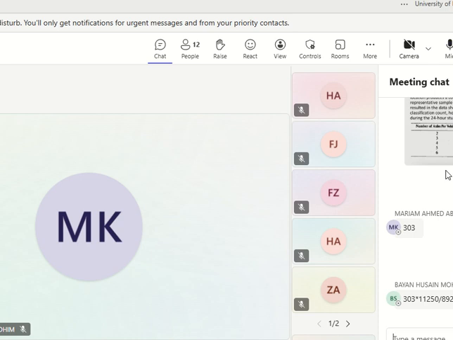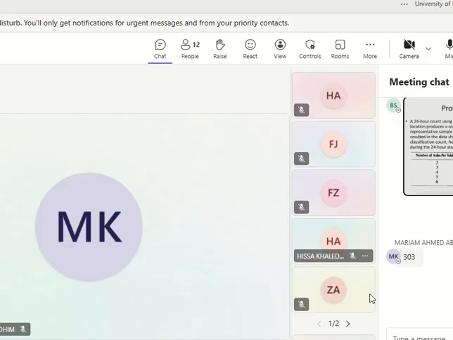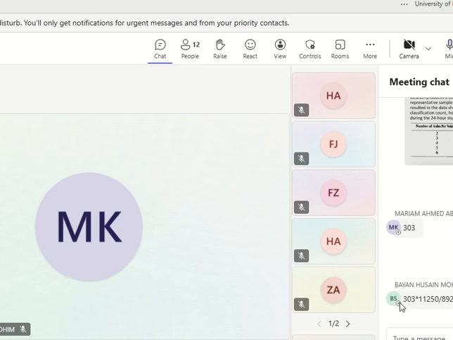So this is what we have to do. With each vehicle you multiply with the number of axles, to get the number of axles for that type of vehicle. 314 axles with 2 axle type vehicles, and 165 axles with 3 axle type vehicles, and so on and so forth. In the end you are doing number of axles per vehicle, so you got 303 vehicles, and you got 892 axles.